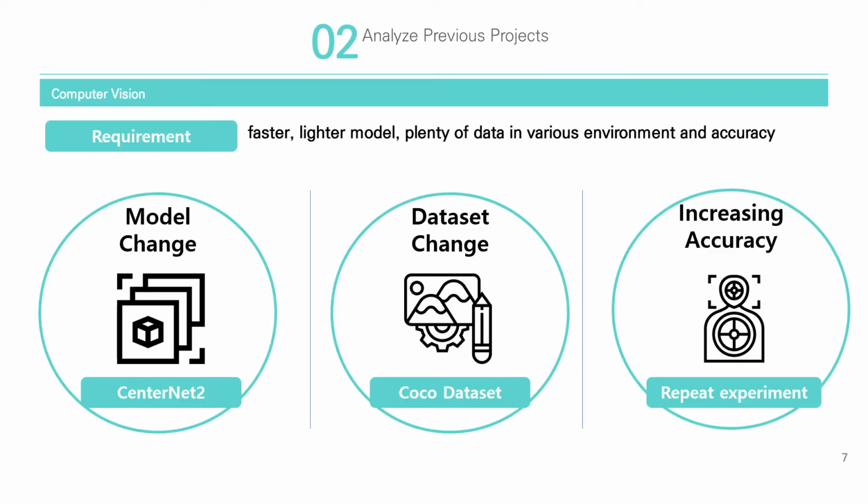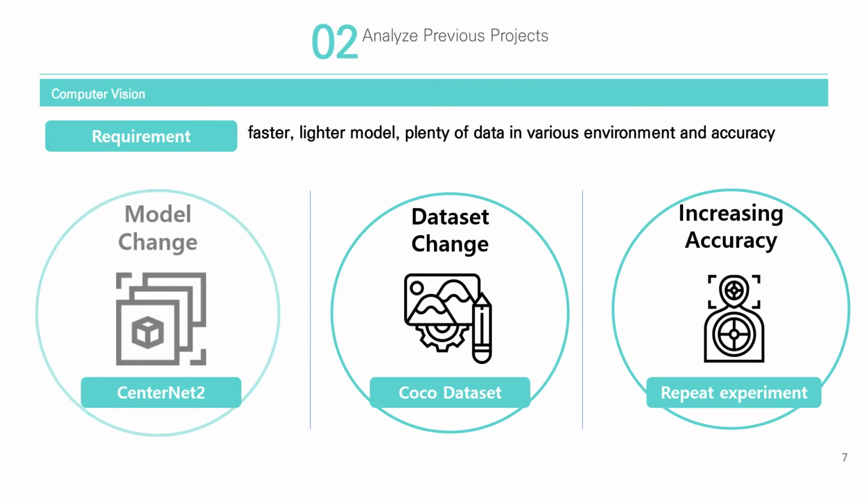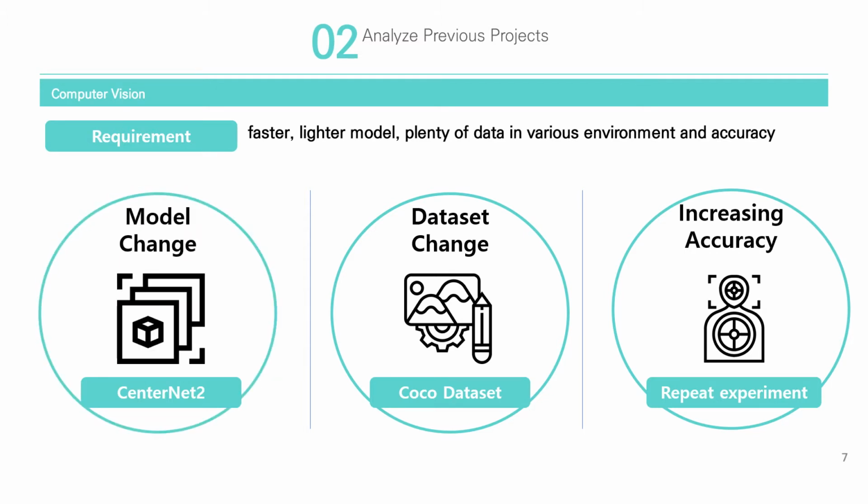In order to satisfy the following requirements, this semester we focus on these three elements. We changed the detection model to CenterNet2, known as a faster and efficient model. Changed the dataset to COCO dataset, a highly scalable dataset format. And repeated experiments to determine hyperparameters which can achieve higher accuracy.